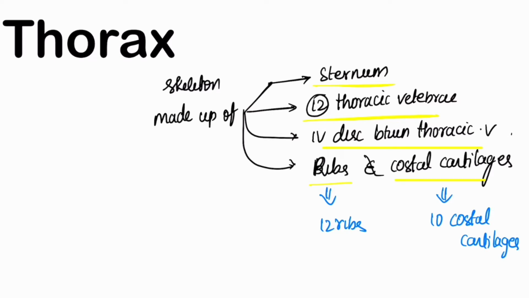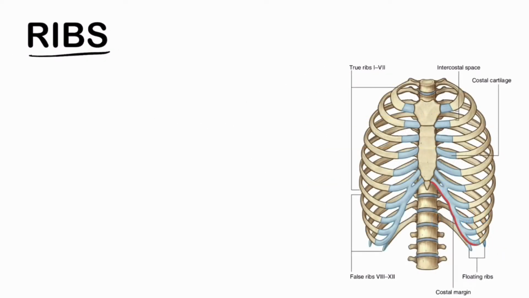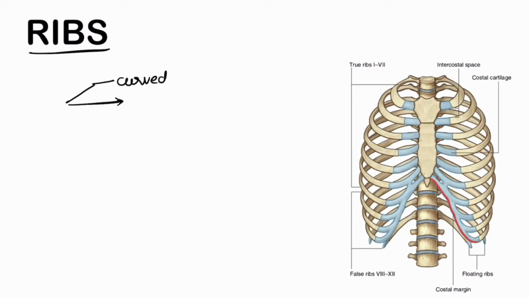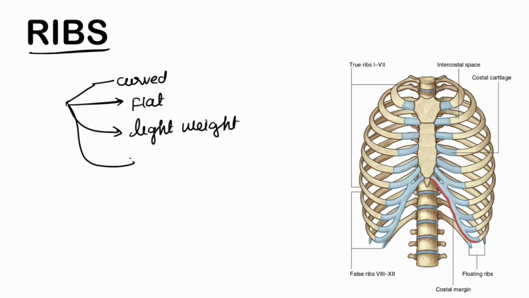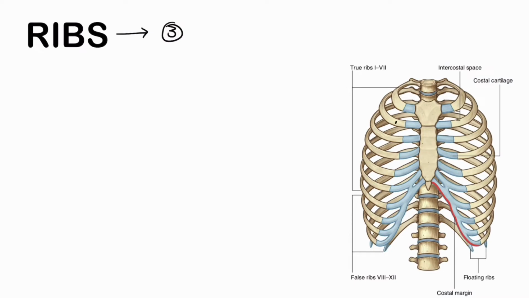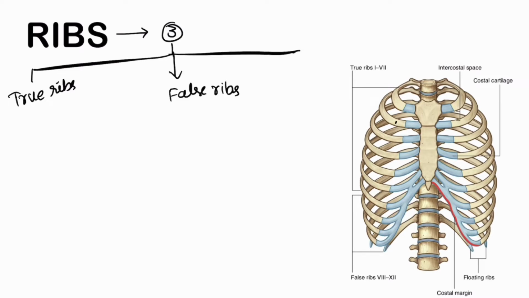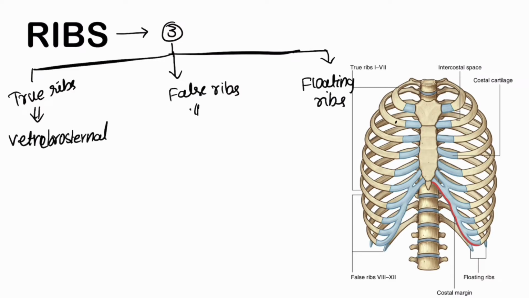Now first let us discuss ribs. Ribs are curved, flat, lightweight, and resilient. These are the features of the ribs. Each rib contains bone marrow inside which produces RBC. We have three types of ribs based on their attachment to the sternum. They are true ribs, false ribs, and floating ribs. True ribs are also known as vertebrosternal ribs. False ribs are also known as vertebrochondral ribs. Floating ribs are also known as free ribs.